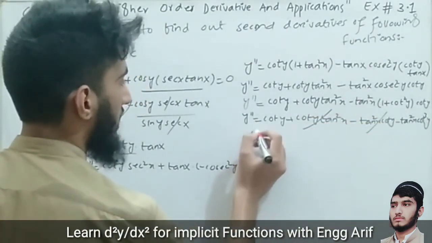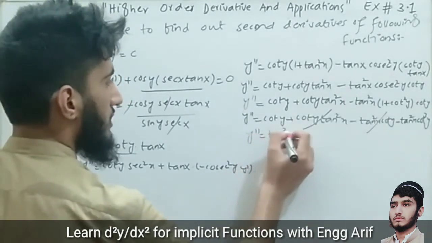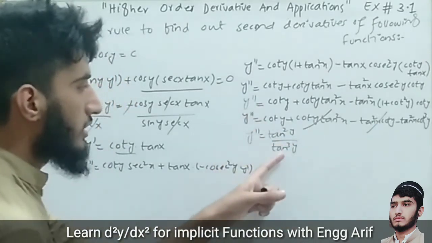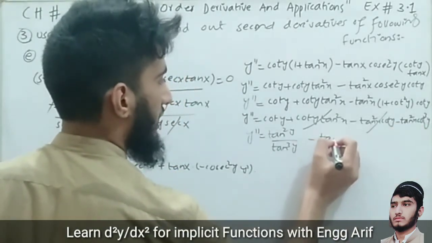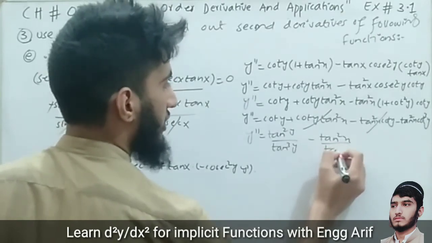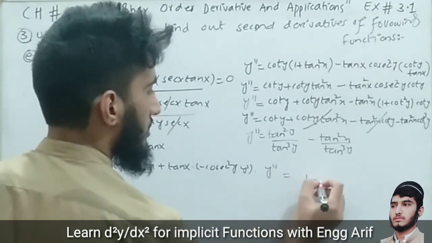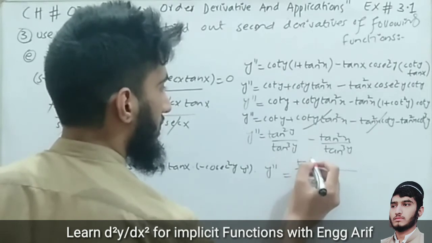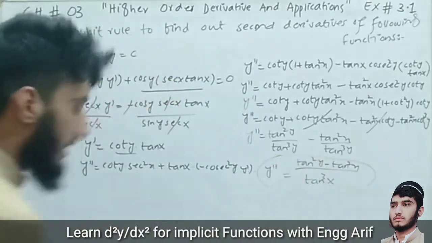So over here y double dash will be cotangent y, which can be written as tangent square y divided by tangent cube y, because it will give us 1 over tangent y, and 1 over tangent y is cotangent y, minus tangent square x. Cotangent cube y can be written as 1 over tangent cube y. So taking LCM, tangent cube y, in the numerator we are left with tangent square y minus tangent square x. This is the required second derivative.